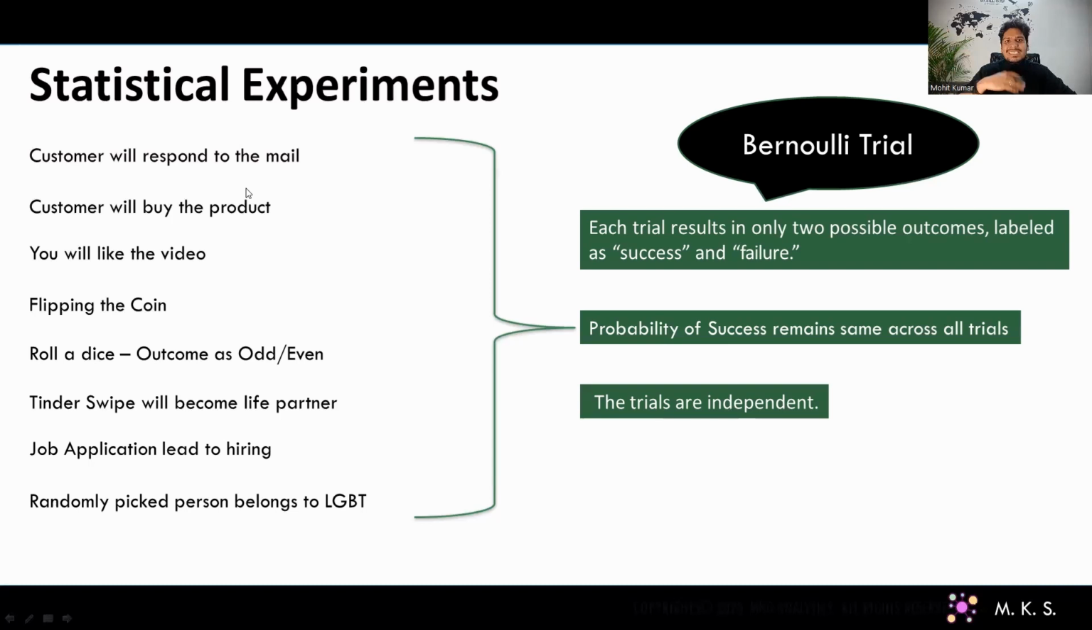The third one is trials are independent. In no way they can impact the output of other trials, right? So these are the three conditions. If these are true, that is your Bernoulli trial.